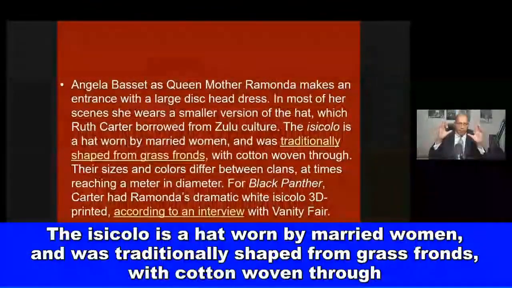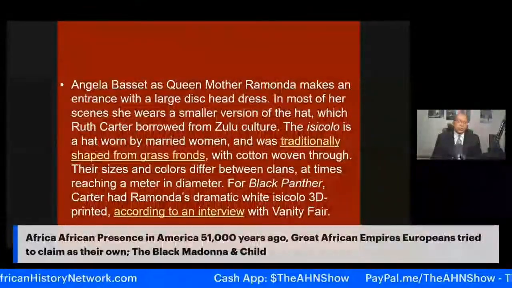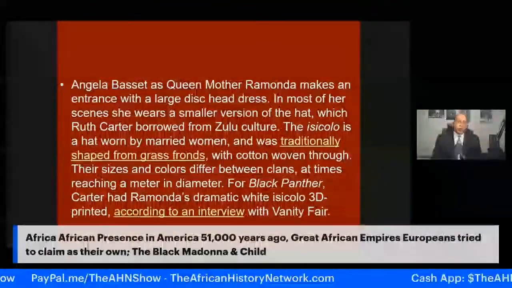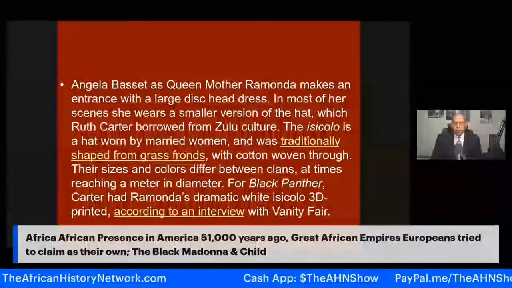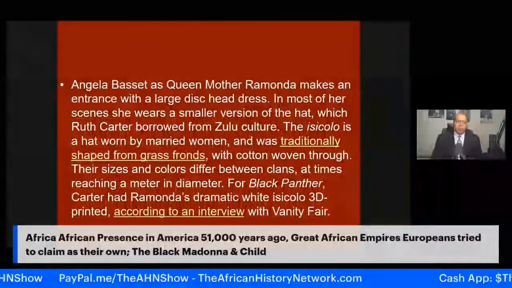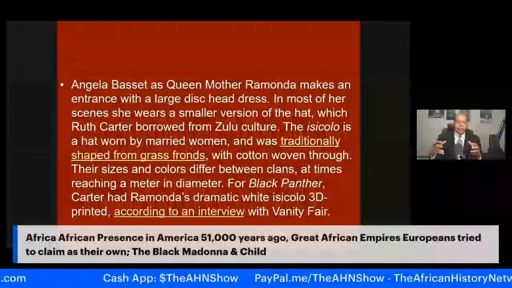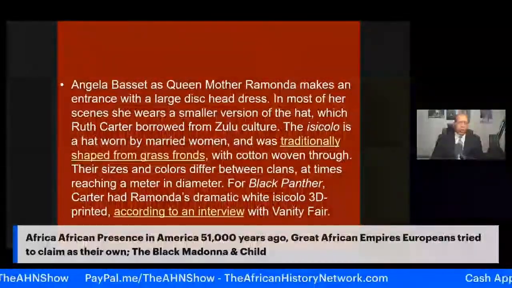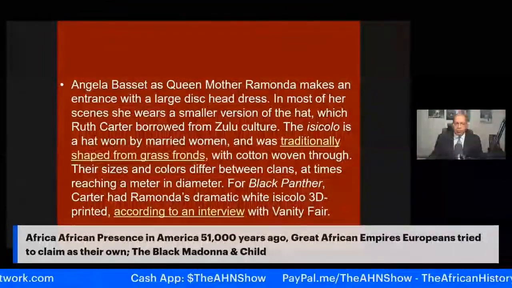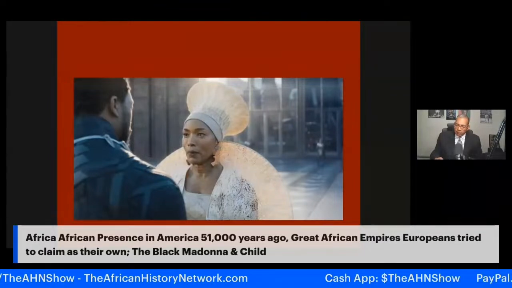Okay, that flat disc hat is a Isicolo. Angela Bassett as Queen Mother Ramonda makes an entrance with a large disc headdress. In most of her scenes, she wears a smaller version of the hat, which Ruth Carter borrowed from Zulu culture. The Isicolo is a hat worn by married women and was traditionally shaped from grass fronds with cotton woven through. Their sizes and colors differ between clans, at times reaching a meter in diameter. For Black Panther, Ruth Carter had Ramonda's dramatic white Isicolo 3D printed according to an interview with Vanity Fair. And here's a picture of her with the Isicolo right here.